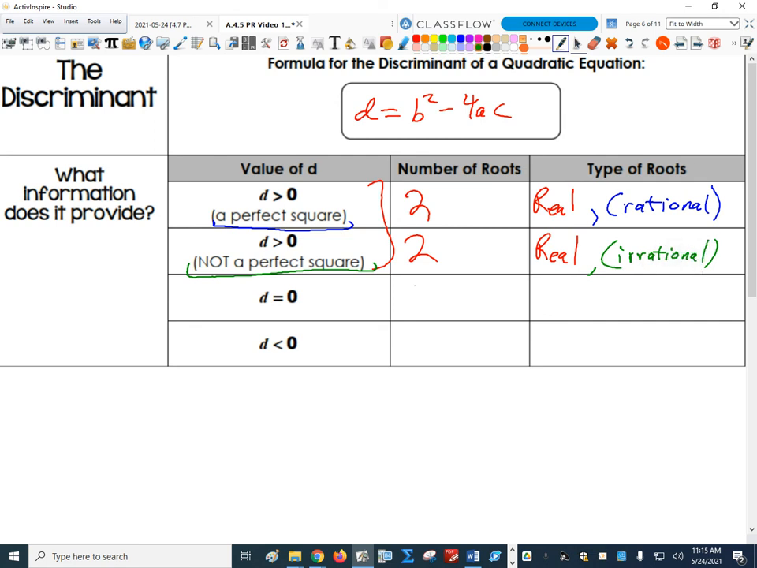Okay, if d is exactly equal to 0, how many solutions am I getting? 1. Real. And not that I'm going to test you on this, but it's actually if the square root part goes away, because the square root of 0 is 0, it's a rational solution, isn't it? And then the very last one, if d is less than 0, I'm getting 2. See, Muriel? I'm getting 2 what kind of solutions? Imaginary.